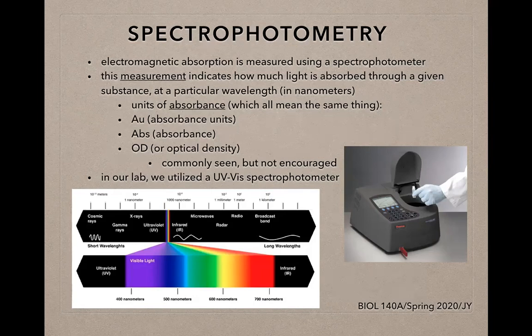There are several units of absorbance, and they all mean the same thing. I typically like to use ABS, which stands for absorbance. Sometimes you may see AU, which stands for absorbance units, and oftentimes you will see OD, which stands for optical density. Although OD is commonly seen, it's not encouraged. It is not the most accurate terminology to use. And in our lab, recall that we did utilize a UV-Vis spectrophotometer, which encompasses the UV spectrum, or ultraviolet visible light.